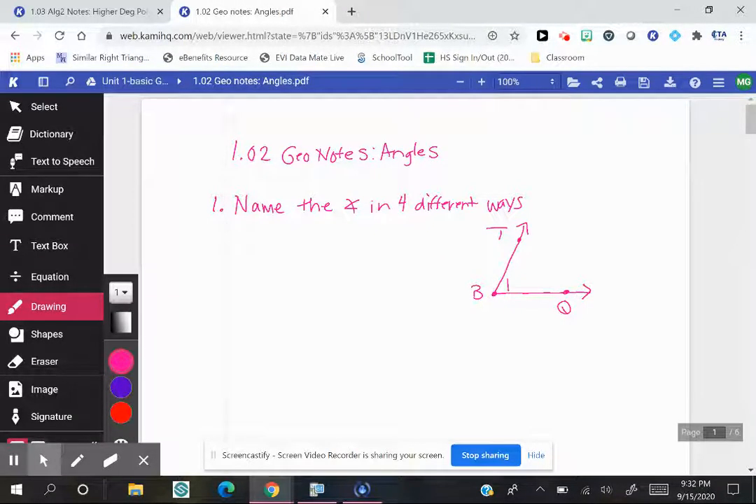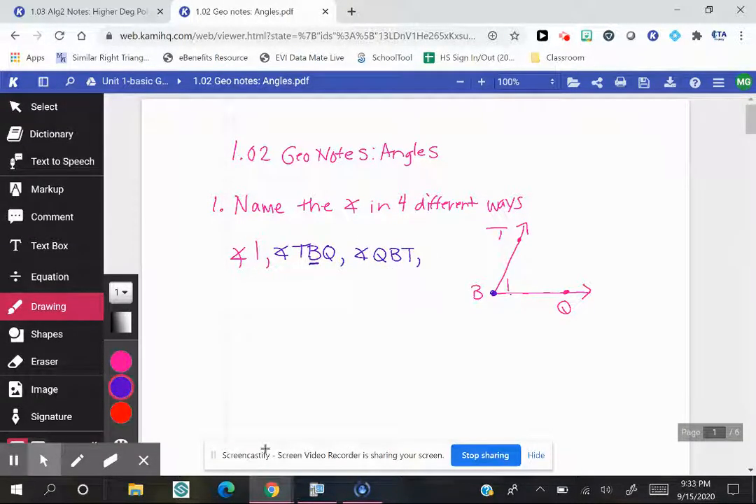One way we could name this angle is by using the number. So we could call it just angle 1. Another way we can name this angle is by using the letters. But it's very important that when you name the letters, your middle letter is always the vertex. The vertex is where the 2 rays of the angle meet. So TBQ tells us that B, the middle letter, is our vertex of the angle. We could go the other direction as well and call it angle QBT.